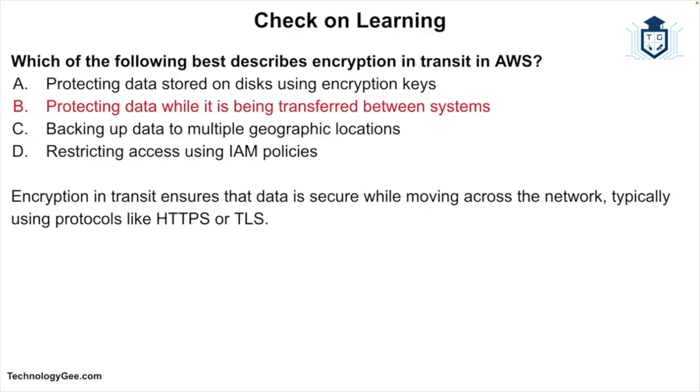And the correct answer is protecting data while it is being transferred between systems. So encryption in transit ensures that data is secure while moving across the network, typically using protocols like HTTPS or TLS.